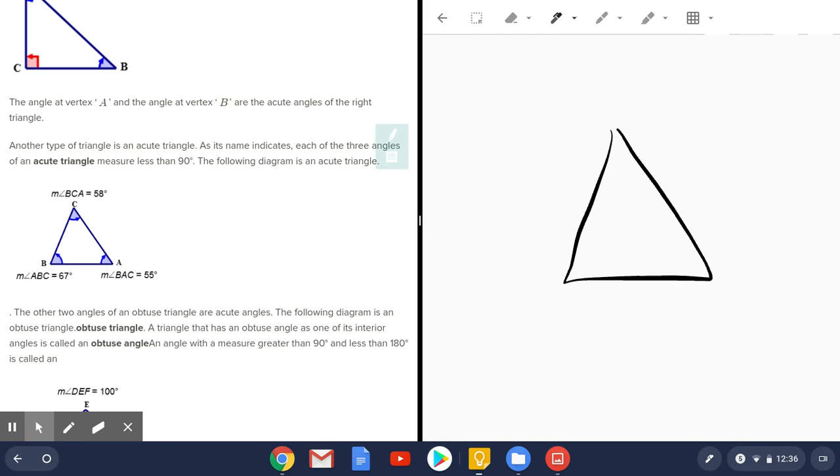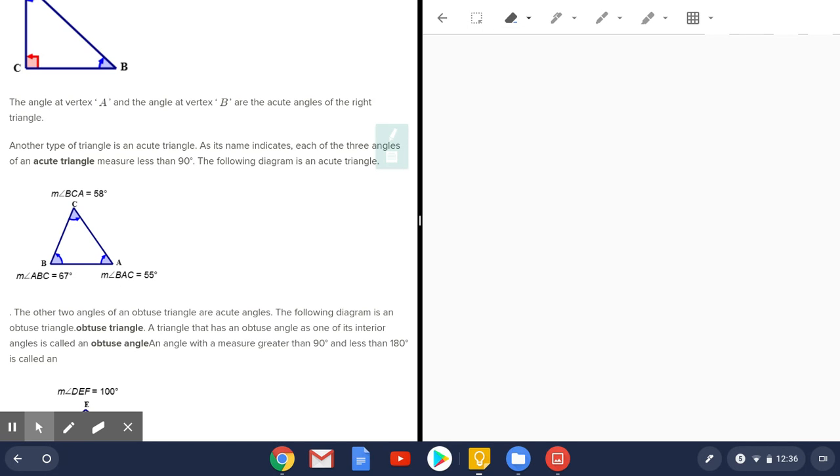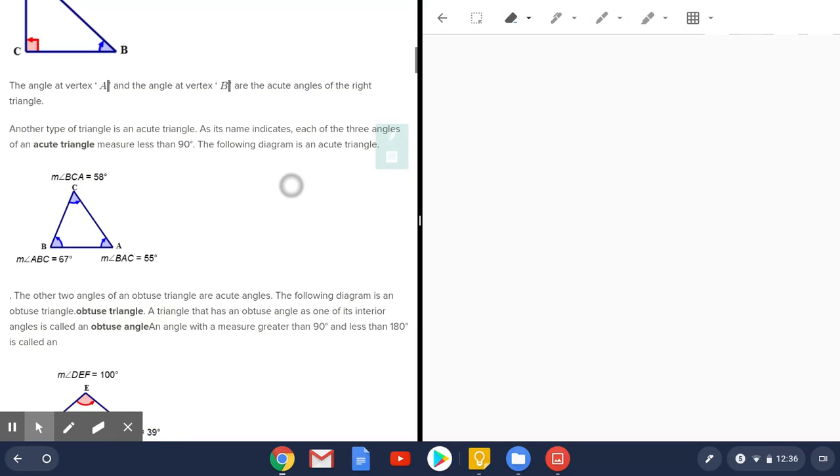So we have A, B, C right here. Now, do you see how each of our angles is less than 90 degrees? Angle A is 55 degrees. Angle B is 67 degrees. Angle C is 58. These are all less than 90 degrees, so that is an acute triangle. So we've covered two of our triangles right now.